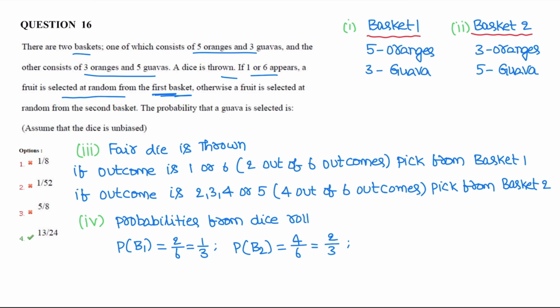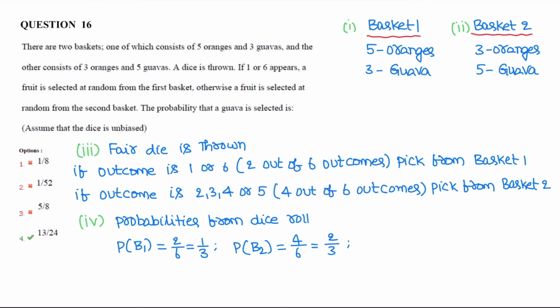So if the dice is thrown and the outcome is 1 or 6, only two outcomes are there, pick any fruit from basket 1. If the outcome is 2, 3, 4, 5, that is 4 out of 6 outcomes, pick any random fruit from basket 2. This is the question given, and they ask to calculate the probability that a guava is selected.